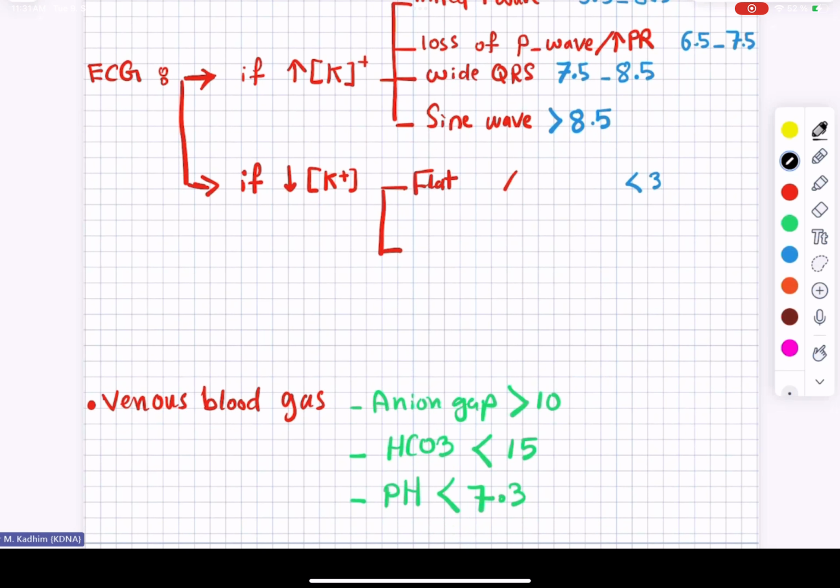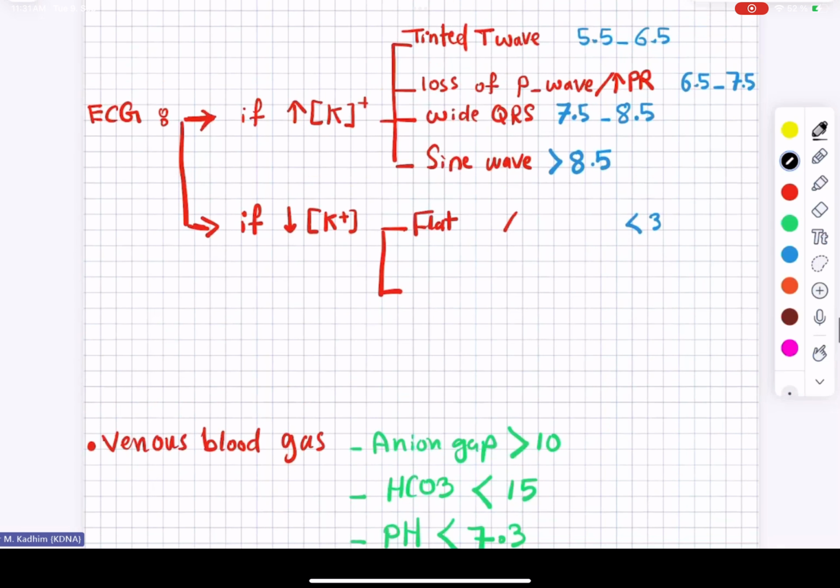ECG, as we said, we will have a state of normokalemia or maybe hyperkalemia. So we will focus on the effect of hyperkalemia on the ECG in DKA. I don't know how correct this is, but I just found it in the textbook. It is a timeline of the effect of potassium on the ECG. At the start, we'll have a tented T wave at a level of 5.5 to 6.5 milliequivalents. This is the serum concentration of potassium. Loss of the P wave or increase in the PR interval is around 6.5 or so, while the QRS changes at 7.5 to 8.5.